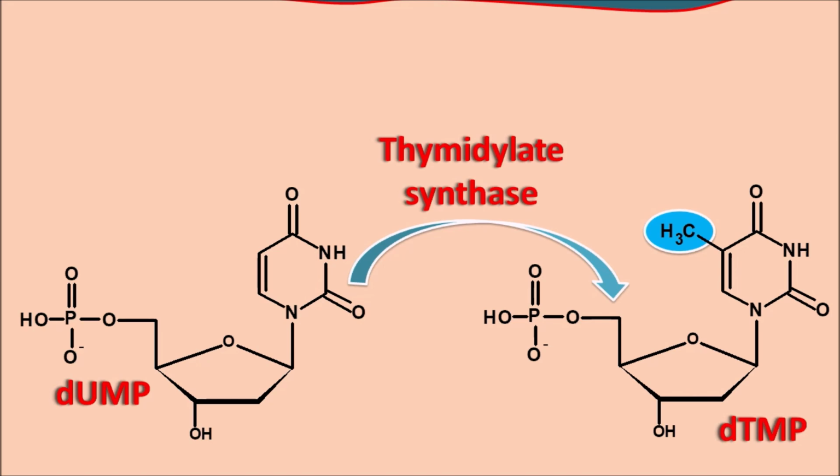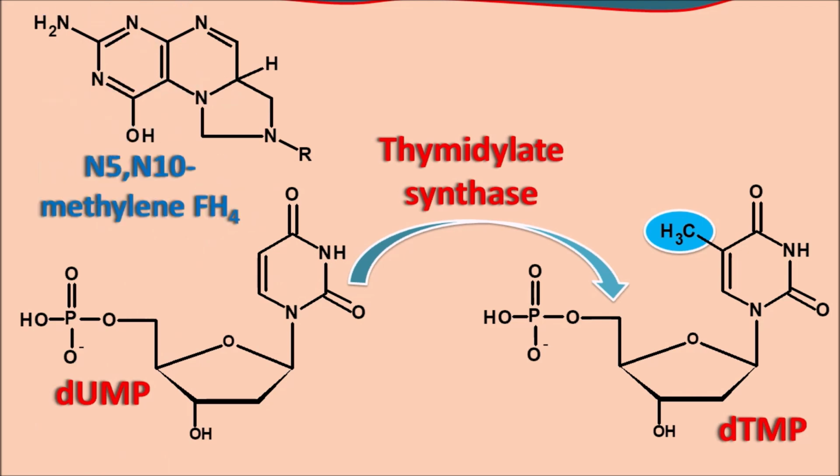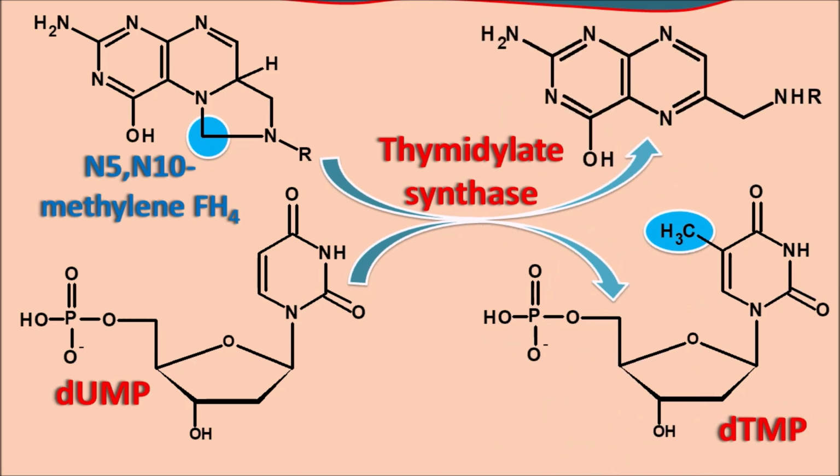But here, what is going to supply the methylene group? The methylene group is going to be supplied by one of the cofactors we have already discussed, that is the N5,N10-methylene tetrahydrofolate. This has the methylene group between the two nitrogens at the 5th and 10th positions, which is going to be transferred to the dUMP so that the dUMP is converted to dTMP. And this reaction is mediated by the thymidylate synthase enzyme. In the presence of this enzyme, this methylene tetrahydrofolate is again converted into dihydrofolate. In this way, thymidine is synthesized from the uridine by the action of the thymidylate synthase enzyme in the presence of the cofactor N5,N10-methylene tetrahydrofolate.